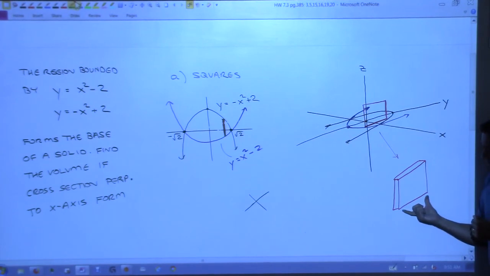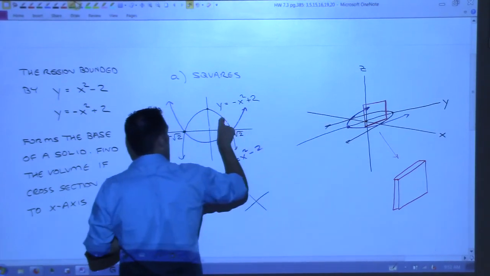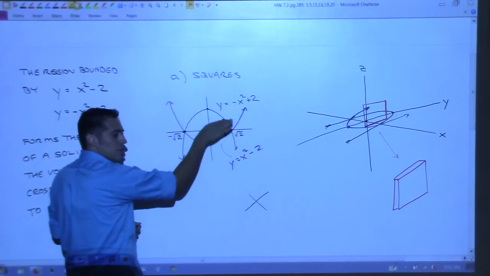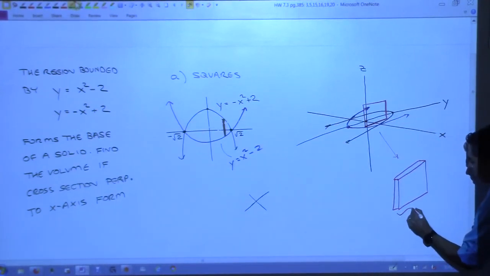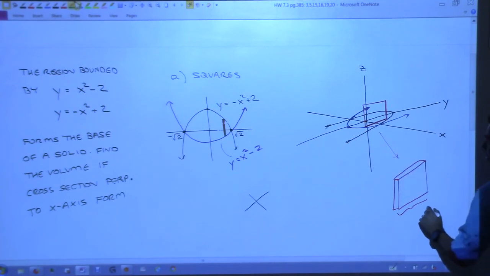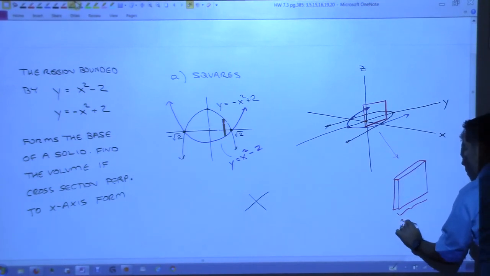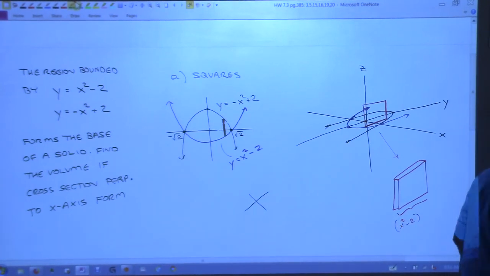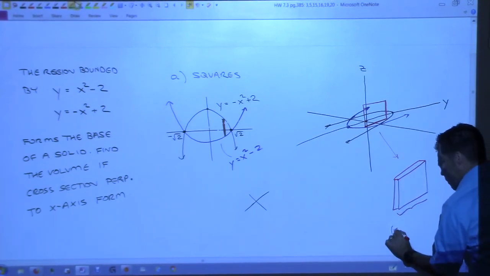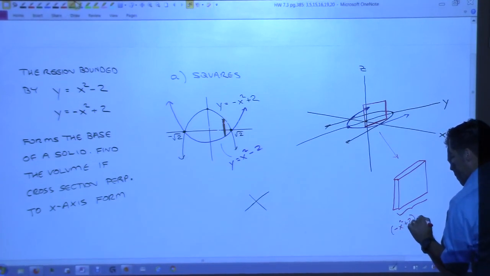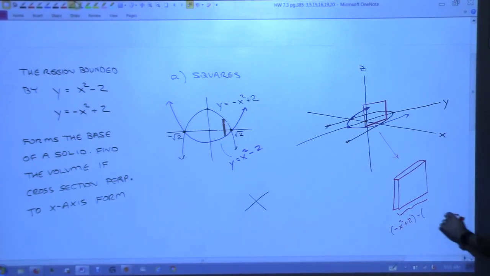Do you know how long this is? Yeah, this is the top minus the bottom again. That's this length, and that's the top function minus the bottom function. So this distance from here to here for this particular problem is the top function, which was x squared minus 2. No, I just messed that up. It's the negative x squared plus 2 that is the top function, minus the bottom function. The bottom function is x squared minus 2. Do you all agree with that?